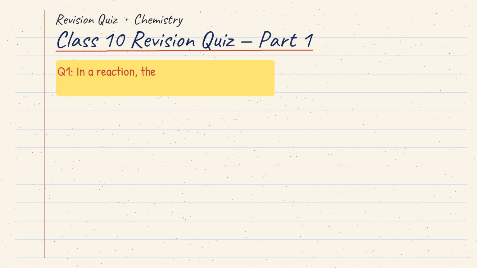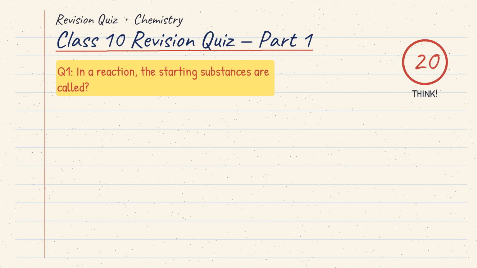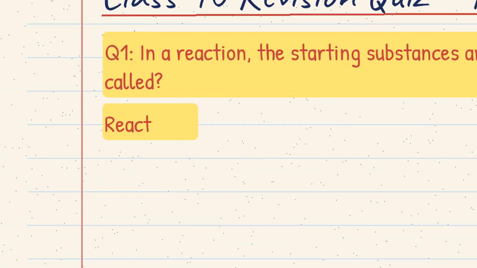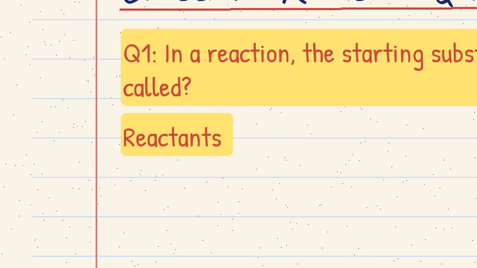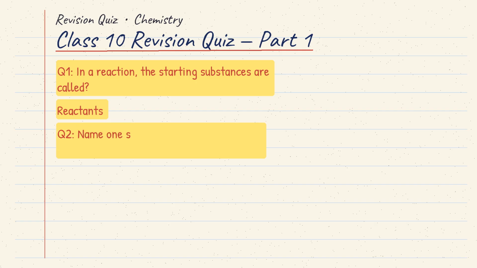In a reaction, the starting substances are called? Pause and think. The answer is reactants. They turn into products. Question 2. Name one sign that a chemical reaction happened.